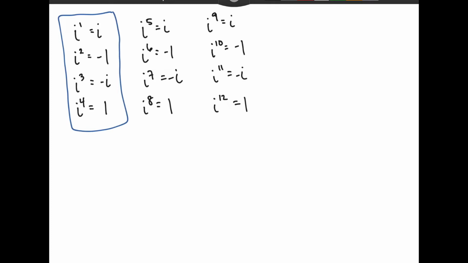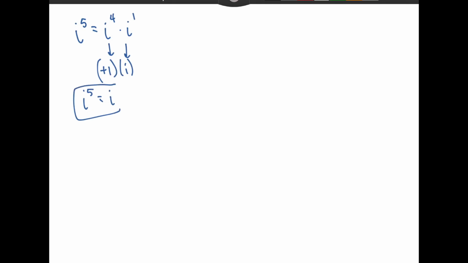So to check this pattern, I can do i to the fifth power. Well, that's i to the fourth times i to the 1. We said this is positive 1. This is i. So that means i to the fifth power is just i. If I repeat that process, for i to the sixth, I can do i to the fourth times i to the second. Or if you want, you can do i to the third times i to the third. This is positive 1. This is negative 1, which equals negative 1.